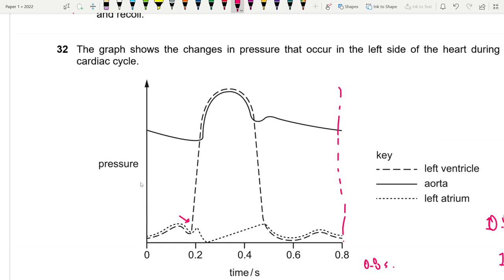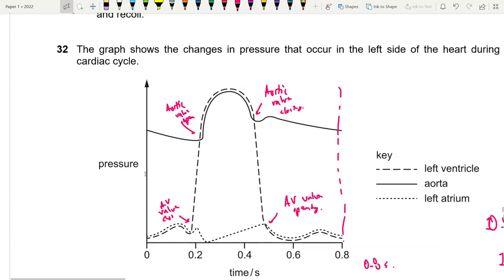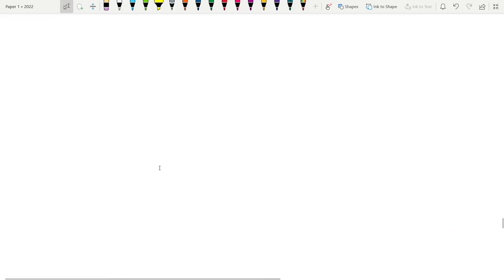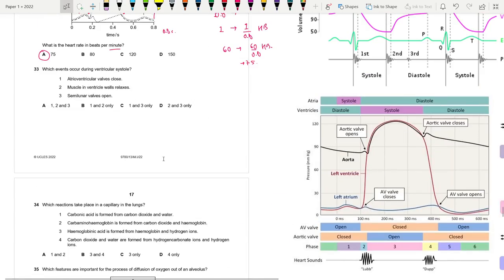This event is the atrioventricular valve closing. This event is the aortic valve opening. This event is the aortic valve closing again. And this event is the atrioventricular valve opening finally. You guys need to know this in detail.